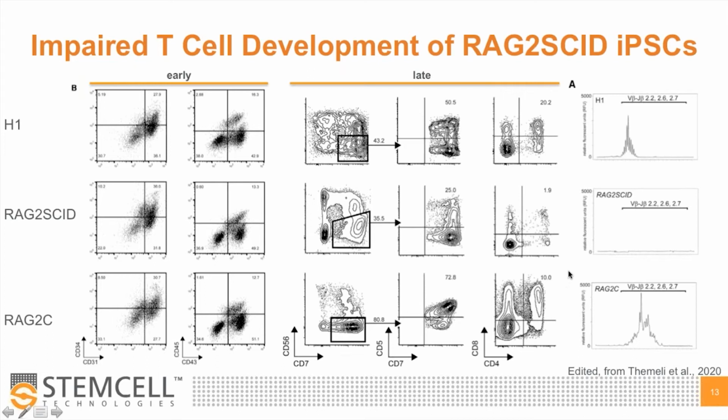Now looking at rearrangement, this is what a normal rearrangement would look like for the T cell receptor locus, looking at these VJ segments. Of course, this is completely absent in the absence of recombination, as you can see for the RAG2 SCID. And for the gene corrected, you see fairly normal recombination occurring as well.